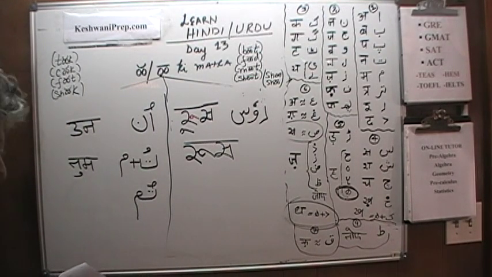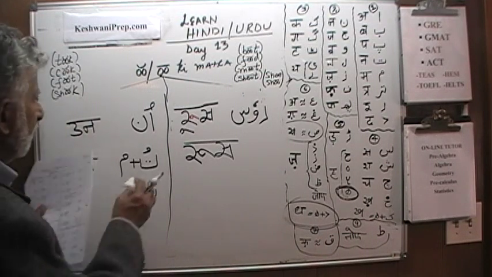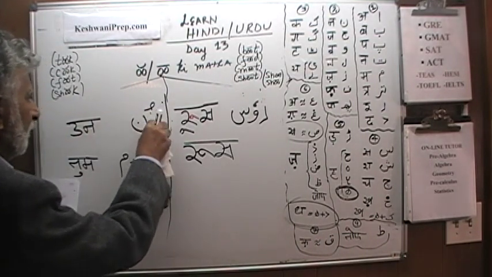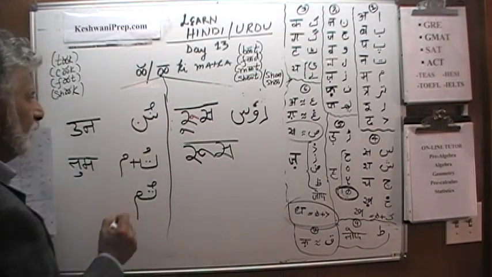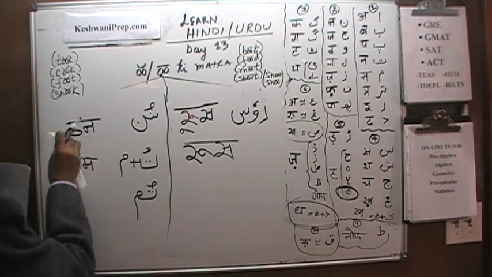Let's do one more here. Oh, we can do it right here. We don't have to erase too much. Let's do one other letter, other word. There we go. Sun.